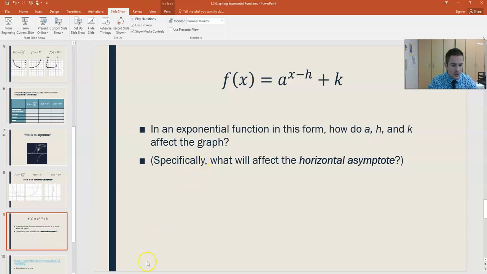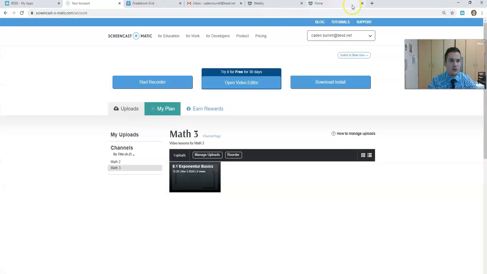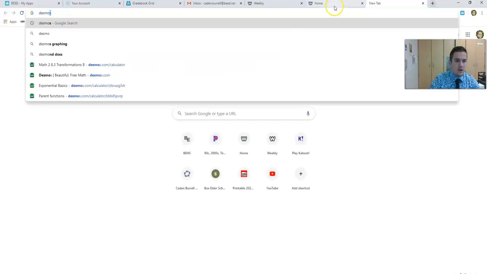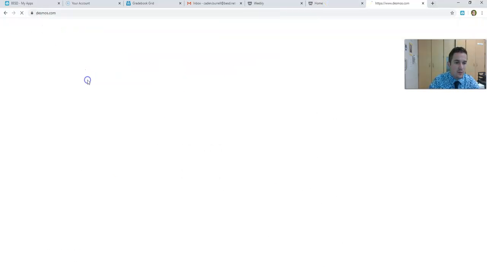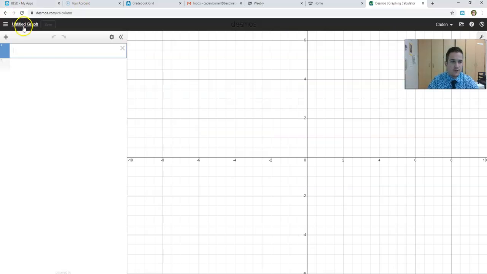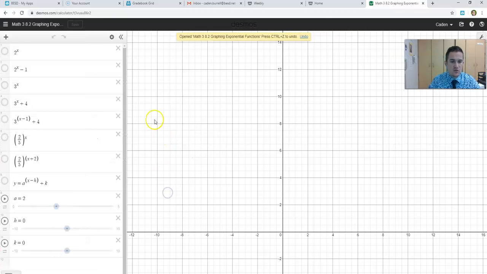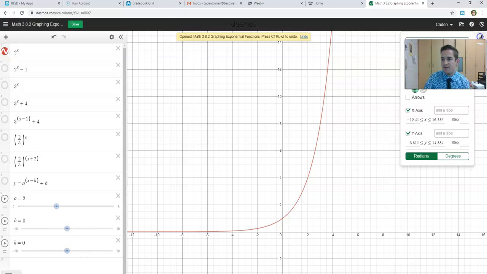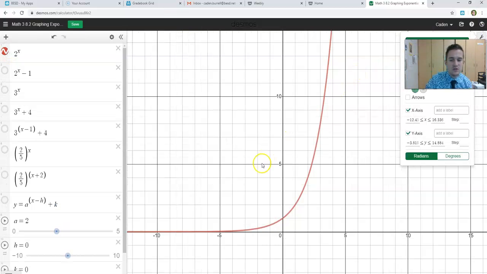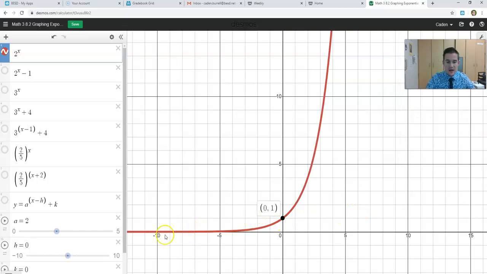So, I'm going to come to Desmos real quick, and we're going to experiment with what happens when I change those different letters. So we're going to go to graphing exponentials here. If you have guided notes, you'll have these. I have this function, just plain Jane 2 to the x power, y equals 2 to the x. It looks like this, very similar to ones that we've already graphed. It passes through the point 0, 1, and it has a horizontal asymptote at y equals 0.